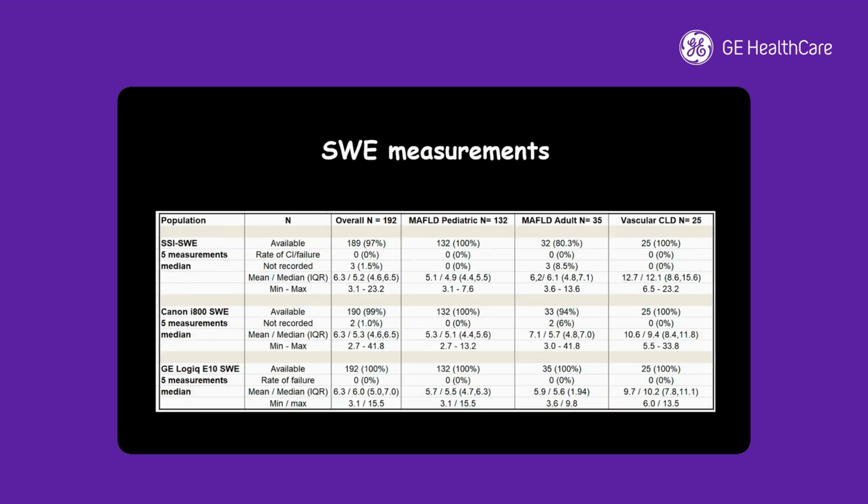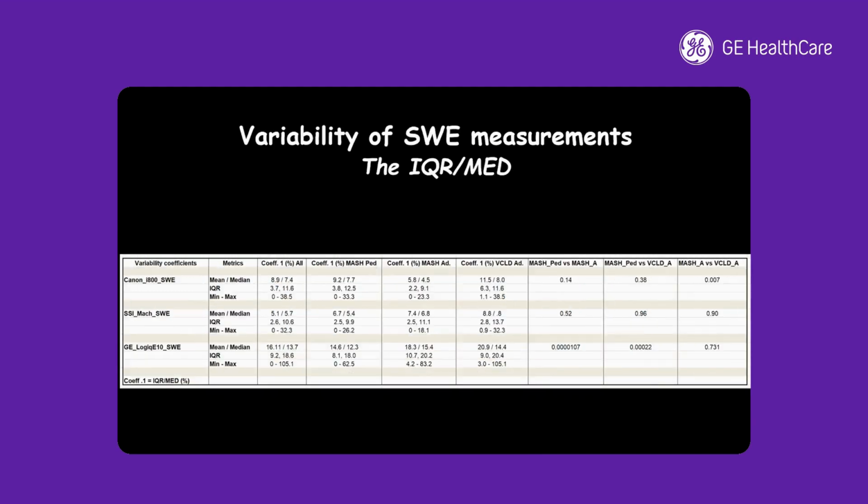If we now go to shear wave measurements, again, we did 5 consecutive measurements, and we took the median value for all 3 systems. The supersonic is our reference for shear wave elastography, and we split the population in groups. We also looked at the interquartile range divided by median. And now you see a slightly higher variability on the G system.